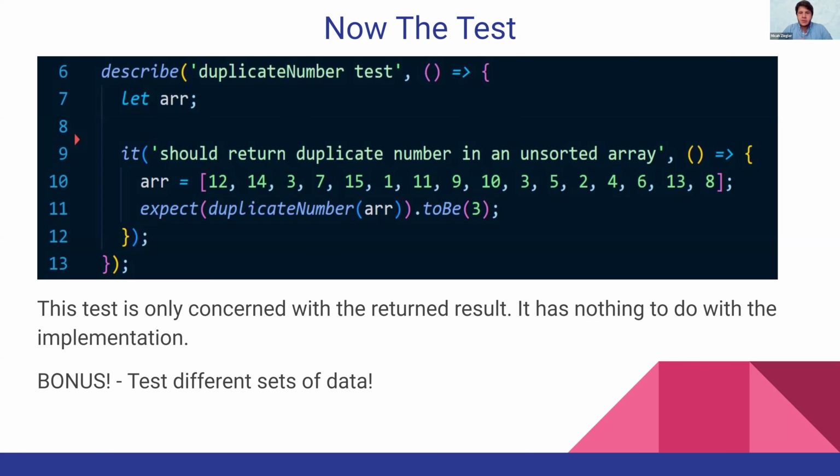That's it. That means the developer could use a nested for loop, double pointer design pattern. They could sort the array and check adjacent elements, or they could take a totally different approach. As long as their code works, this test will pass.